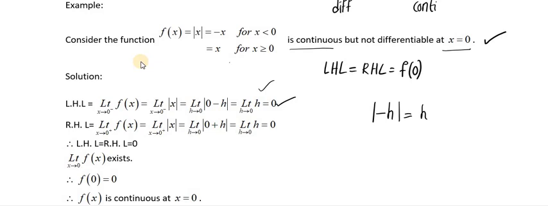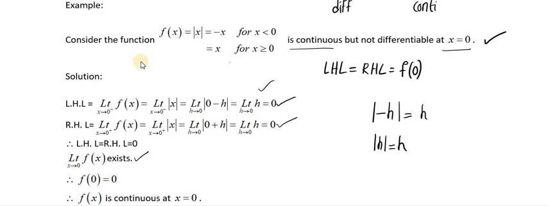Similarly, RHL: limit x tends to 0 plus f of x, where f of x is mod x. Now I am changing the limit x tends to 0 plus to h tends to 0 by replacing x by 0 plus h. 0 plus h is h, mod h equal to h. Limit h tends to 0, h is 0. So RHL is also 0. LHL equal to RHL equal to 0. That means the limit exists.